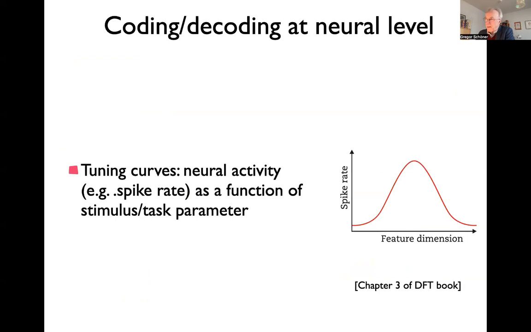Now, in this coding, decoding picture, the fundamental idea is what is called the tuning curve. You observe neural activity. For instance, if you really record from individual neurons, you can look at the spike rate as a measure of the activity, as you vary some outer dimension, so here, for instance, a stimulus parameter. Chapter 3 of the book that I'll make available reviews this in more detail.